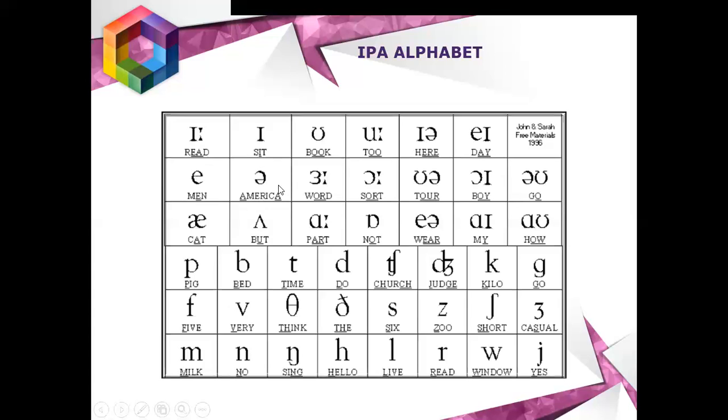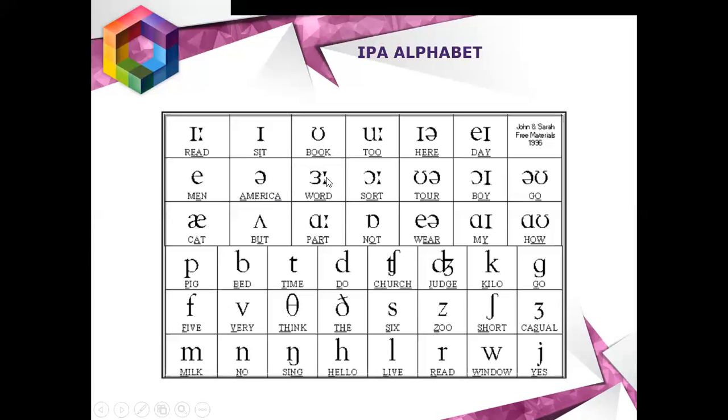We have this one that is called schwa. This schwa is a very short sound. Okay, it's like a hint. So we say America, America, America. Okay, it is not America, but it is America. Okay, it is a short sound.